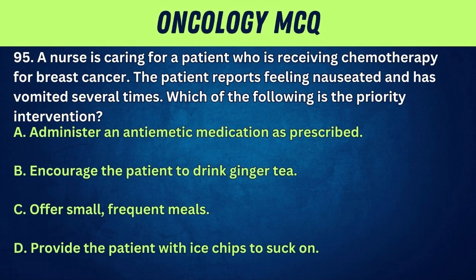95. A nurse is caring for a patient who is receiving chemotherapy for breast cancer. The patient reports feeling nauseated and has vomited several times. Which of the following is the priority intervention? A. Administer an antiemetic medication as prescribed. B. Encourage the patient to drink ginger tea. C. Offer small, frequent meals. D. Provide the patient with ice chips to suck on.